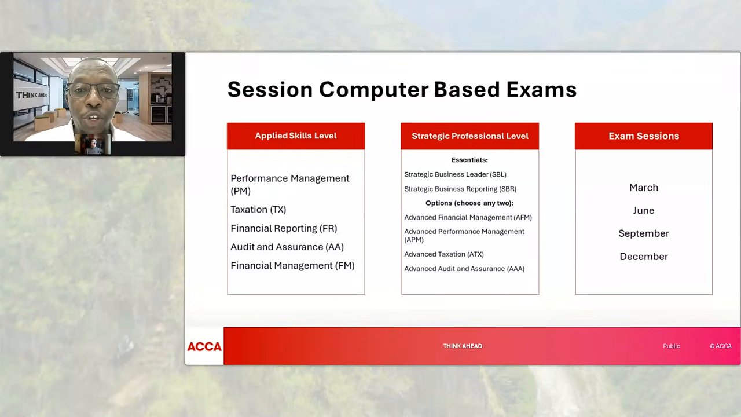And then you need to choose 2 options out of 4 between advanced financial management, advanced performance management, advanced taxation, and advanced audit and assurance. So 2 options out of those 4 will be required to make the total number of exams 13. And we've mentioned that the exams are available in March, June, September, and December.